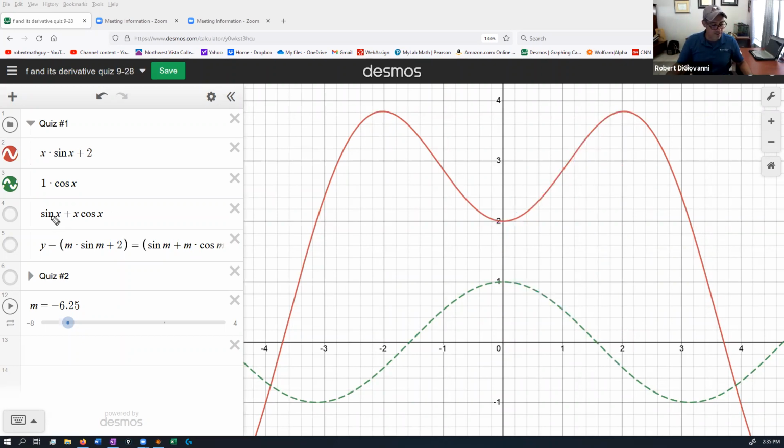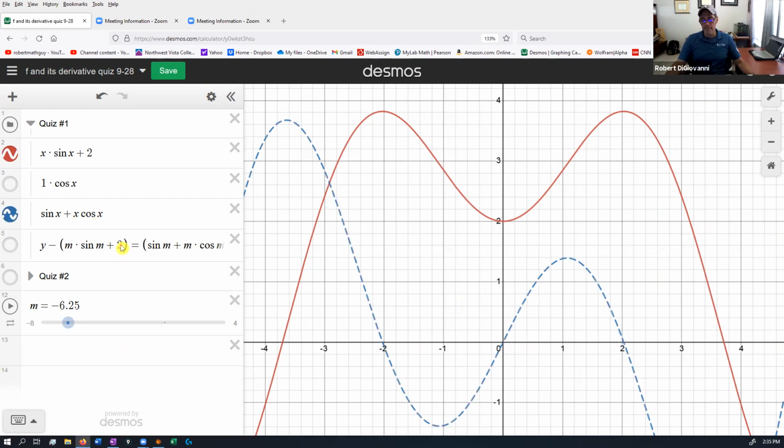The correct answer is this function, sine x plus x cosine x. Now, I'm not going to show you how to get that yet, but let me just show you that it does work. Okay. So everywhere that I have flat tangent lines, x-intercept, x-intercept, x-intercept. See it?